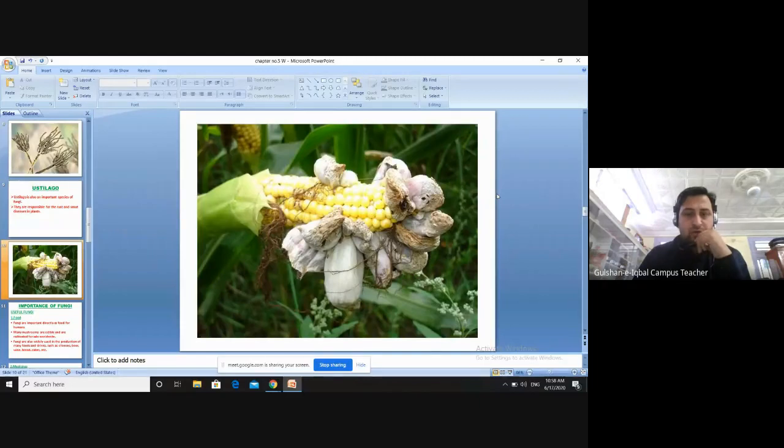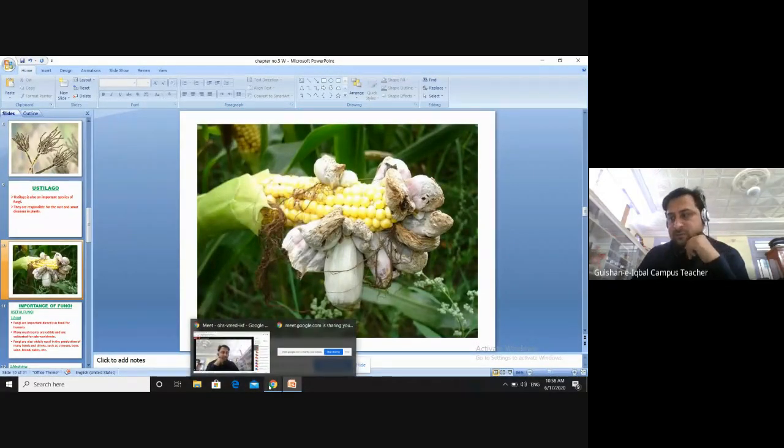Okay, so now we have studied three examples. One was agaricus, second was penicillium, and the third one is Eustilago. If you have any question regarding these, you can ask right now. Ask the question.